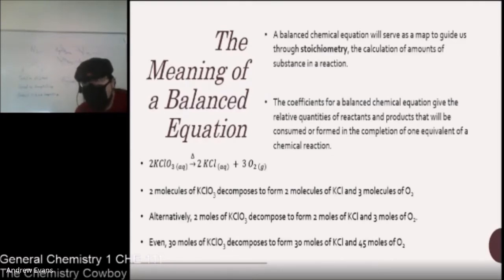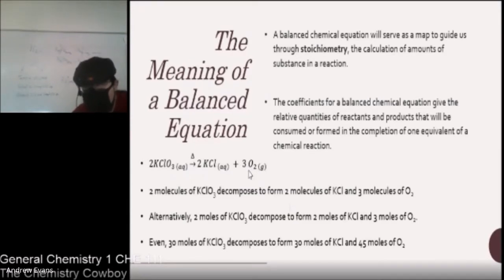Saying that if I know how many molecules of potassium chloride I formed, I can figure out how many molecules of oxygen I should also form. If I know how much potassium chlorate I have, I know how much potassium chloride I can generate. So there are ways to use this equation. This says 2 potassium chlorates decompose. When they decompose, it produces 2 potassium chlorides and 3 oxygens.